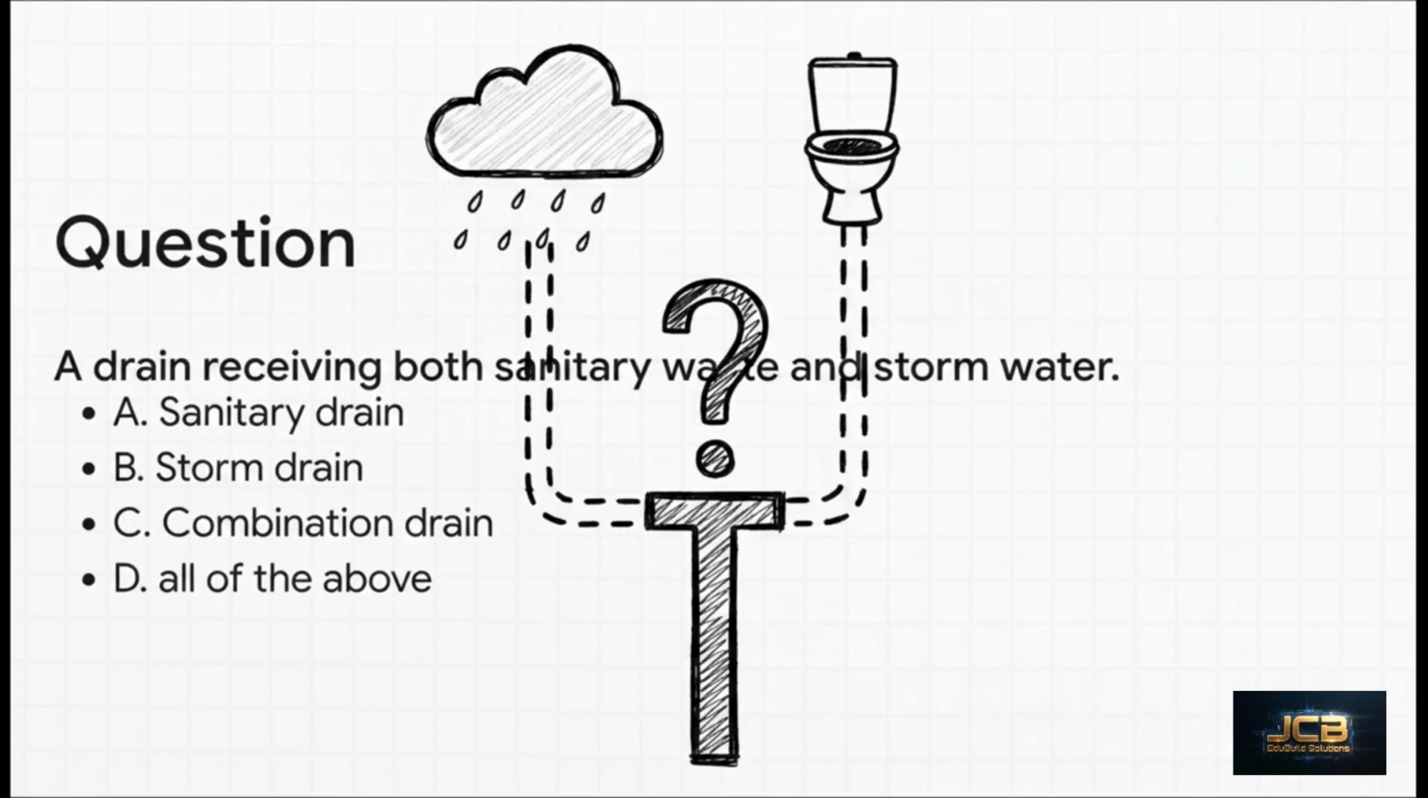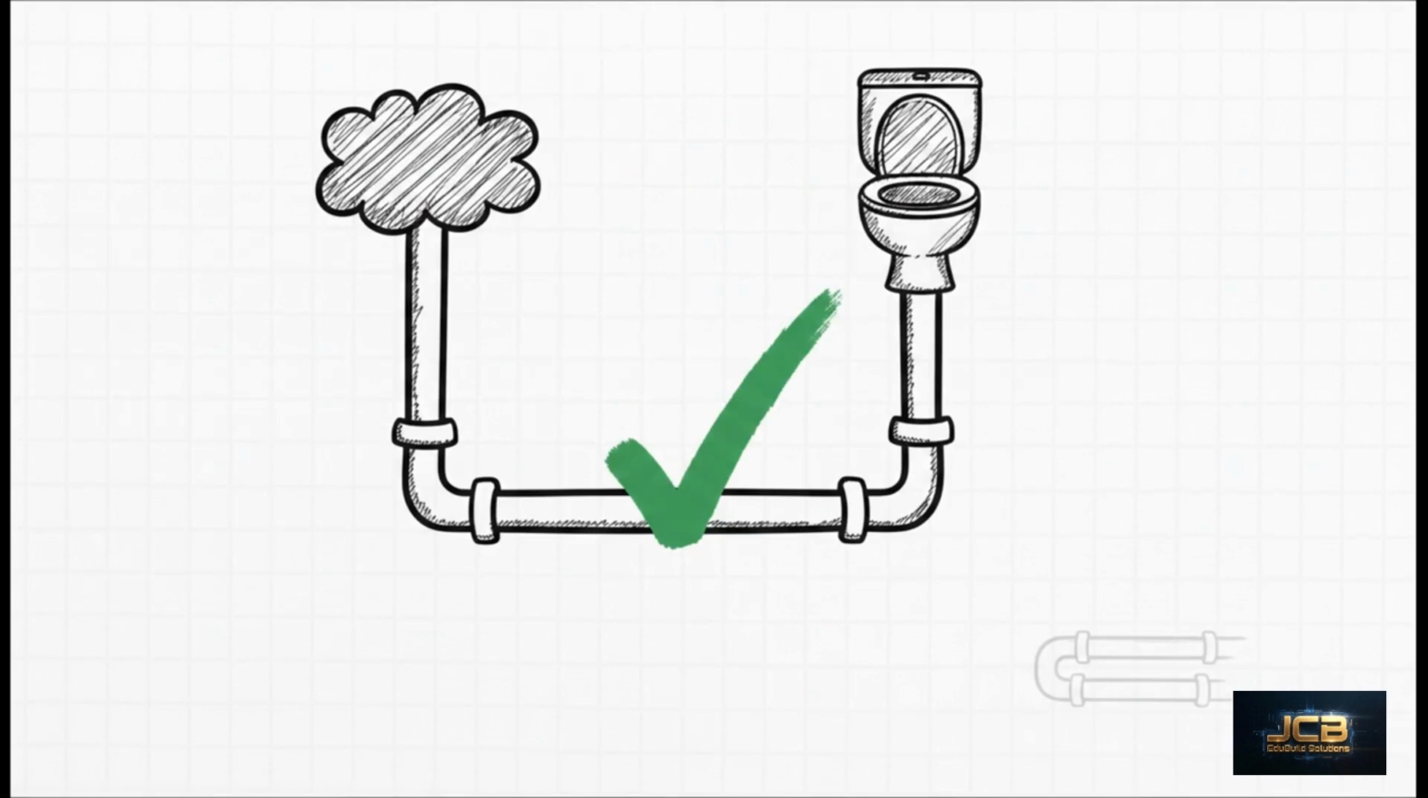Okay, last question for this part of the review. What do you call a drain that takes in both sanitary waste and stormwater? Is it A, sanitary drain, B, storm drain, C, combination drain, or D, all of the above? The answer is C, combination drain.